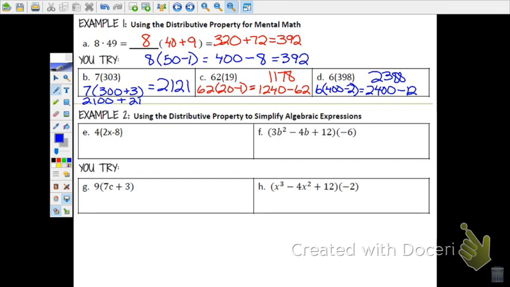So you will see some of those problems occasionally, okay? I know you can come up with the answer another way, but the directions specify for you to use the distributive property and mental math.